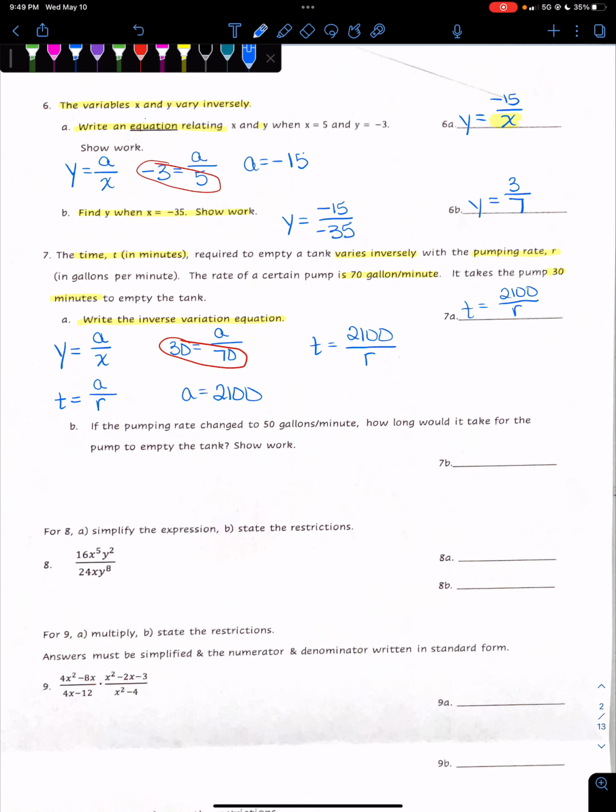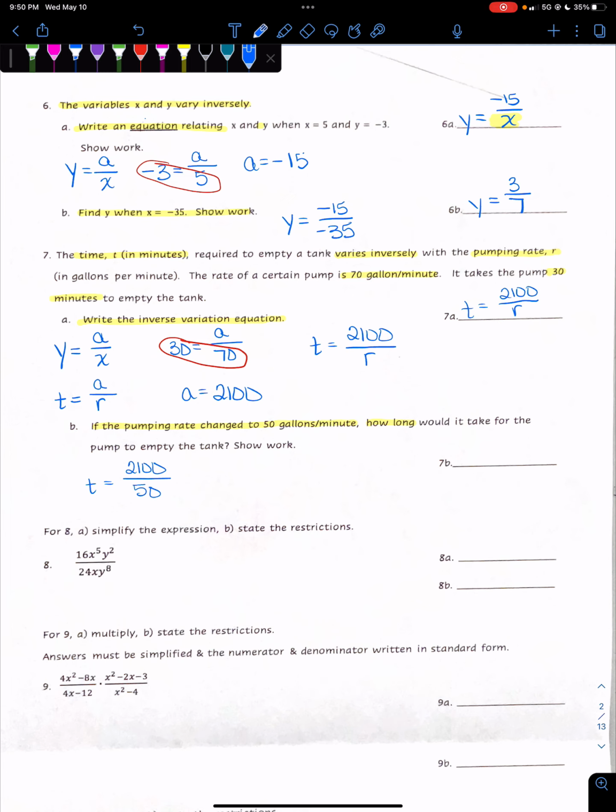Now in part B, they want us to find it. So if the pumping rate changed to 50 gallons per minute, that's the rate is now 50. How long would it take? That's time that we don't know for the pump to empty. So now we don't know the time. We know that our constant is 2100 and we know that the rate is 50.